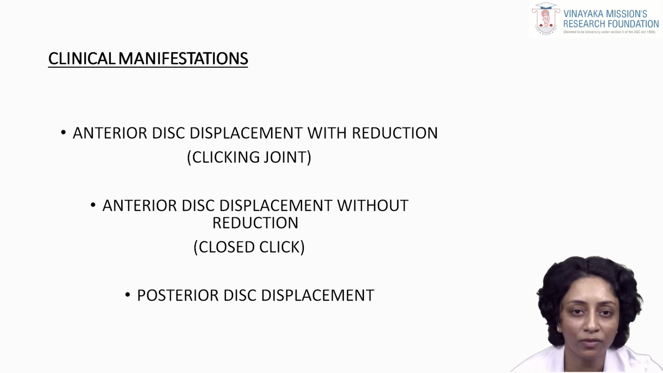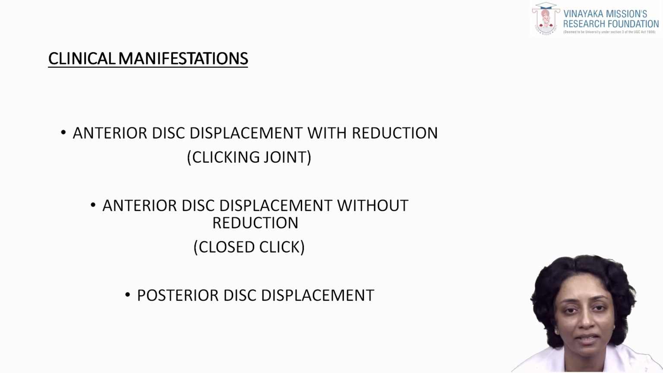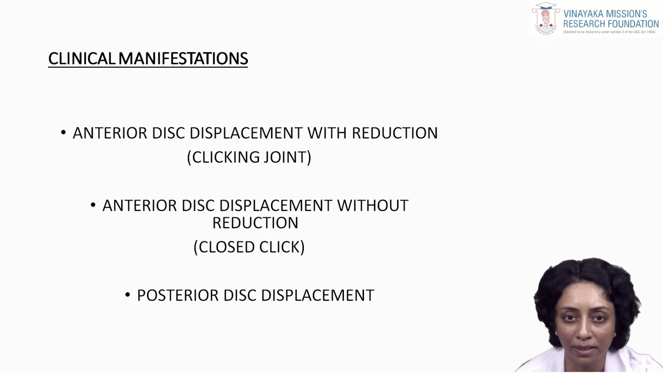Generally, if there is any complaint in the disc disorder, we term it internal derangements or derangements of the disc. Internal derangements of the disc involve three categories: anterior disc displacement with reduction, anterior disc displacement without reduction, and posterior disc displacement. These are the clinical terms we give for any patient who has a TMJ disorder. Apart from muscle disorders, these are the three terms we are supposed to use to categorize the joint disorder.